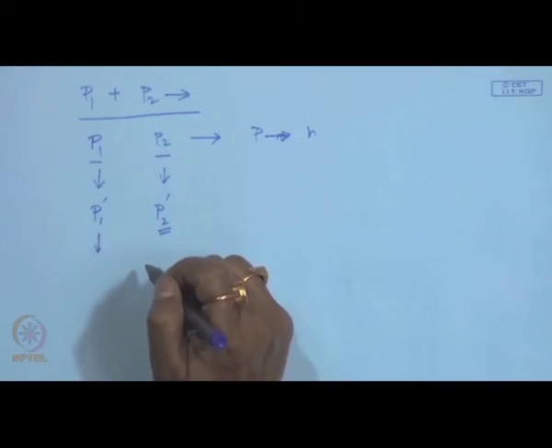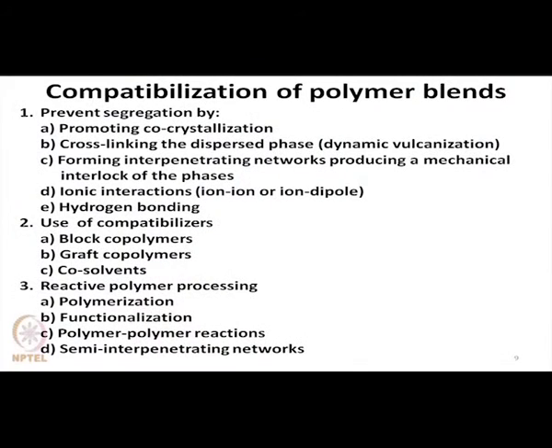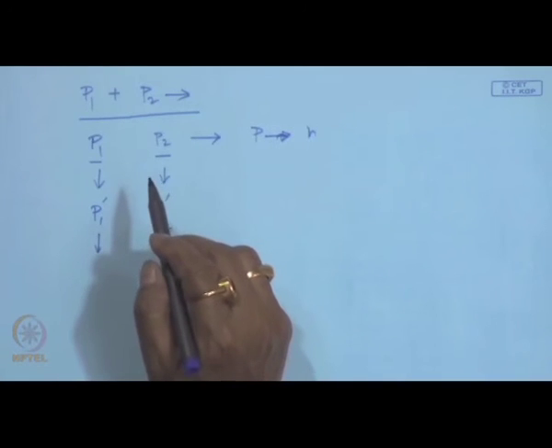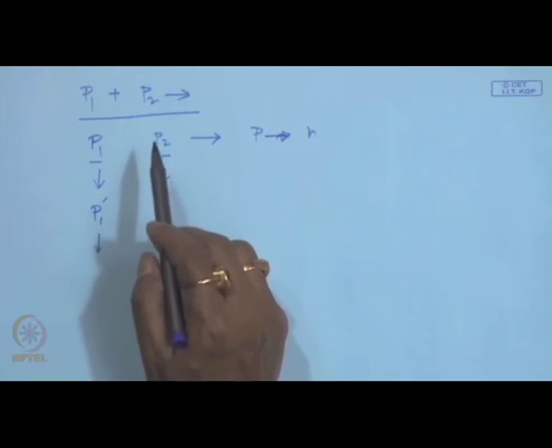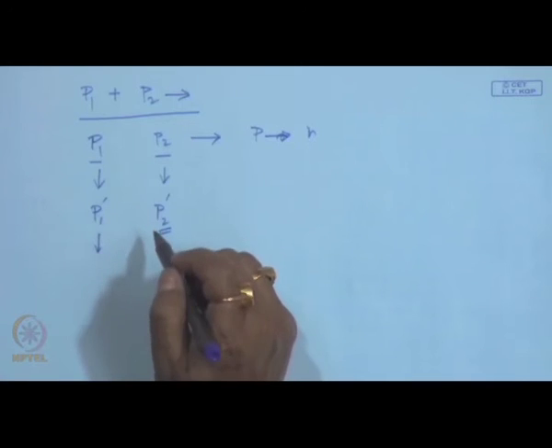Not only that, we can attach some other functional group, say we can carboxylate, or develop hydroxyl groups, or even develop some free radicals in either of these two polymers. Then we can make a blend of these two polymers P1 and P2, which will be stable in properties. Then, polymer reactions.